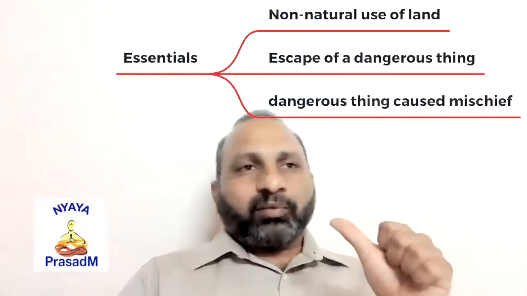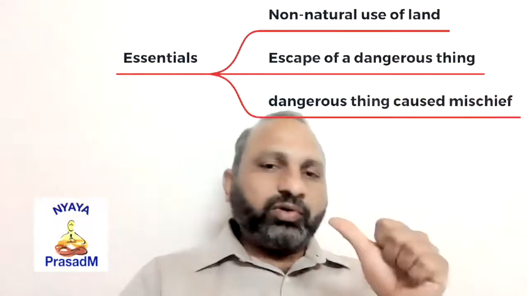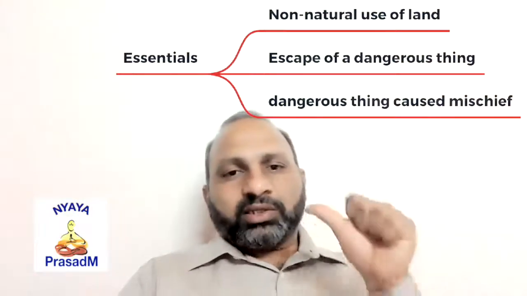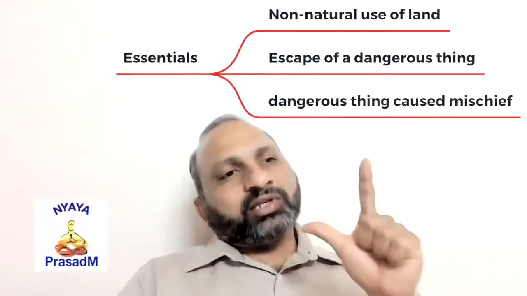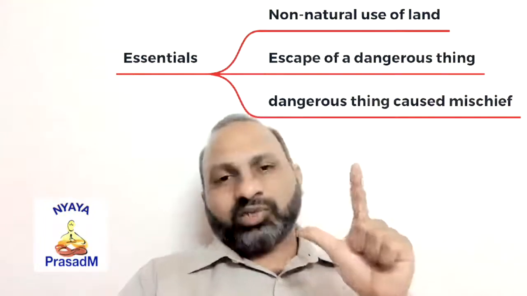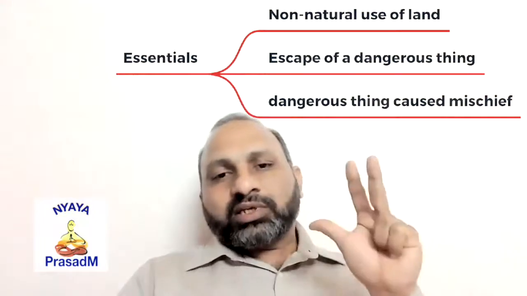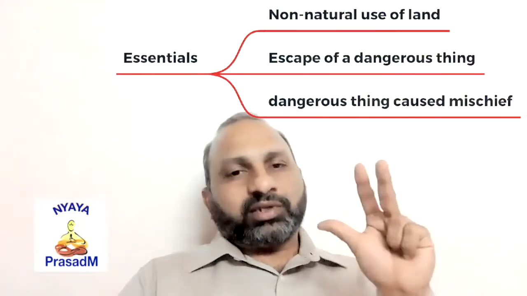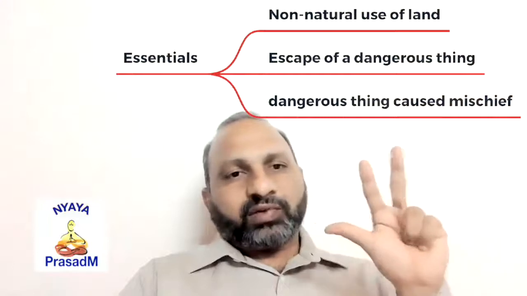There are 3 essentials for strict liability. The very first one is there must be non-natural use of land. Whatever the purpose it is intended for, it must be used against that, not for that natural purpose. The second is escape of the dangerous thing from his premises or from his control. The third one is that whatever damage has been caused must be by the dangerous thing. So these 3 are essentials for strict liability.